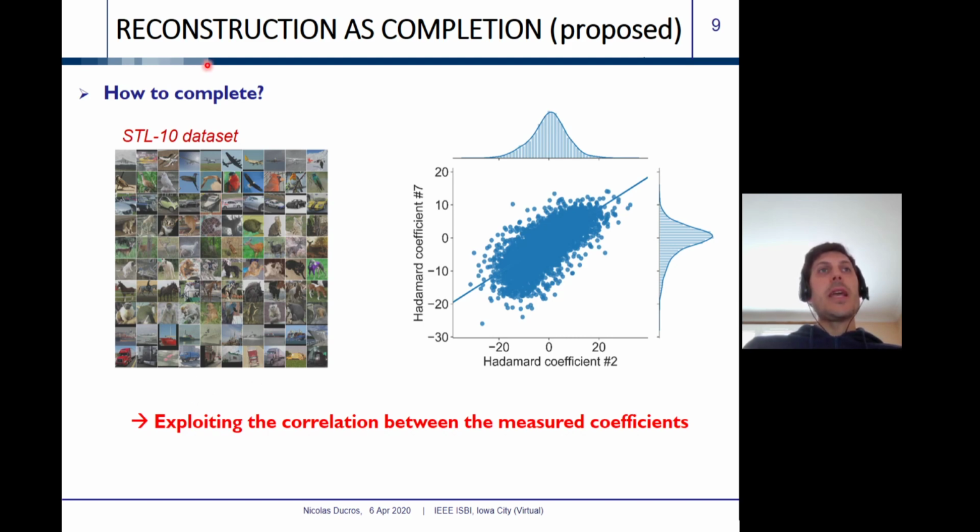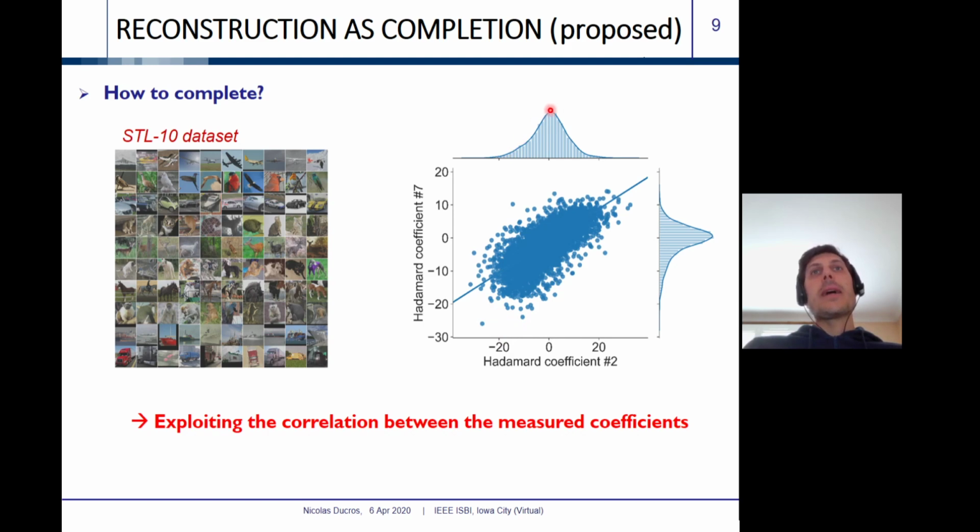So here I took the STL database, and I computed the Hadamard transform of each of these images, because we consider Hadamard patterns in this work, and our single pixel camera actually measures the Hadamard patterns. Here I plot the Hadamard coefficient number 7 with respect to the Hadamard coefficient number 2, and each dot in this plot is an image. This is image 1, this is image 2, 3, 4, and so on.